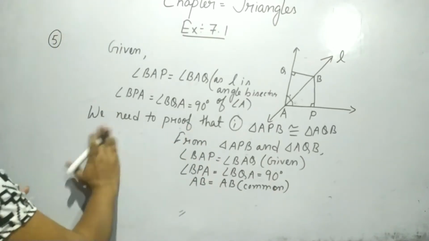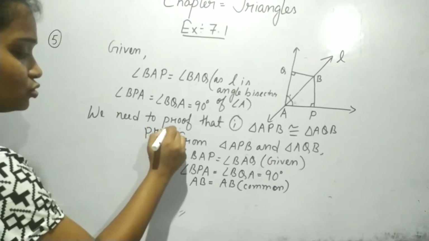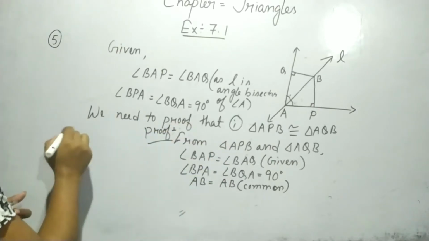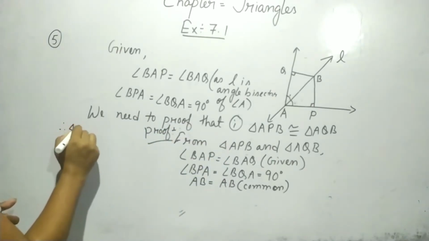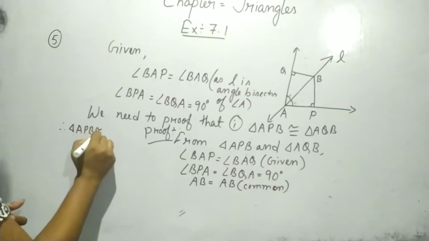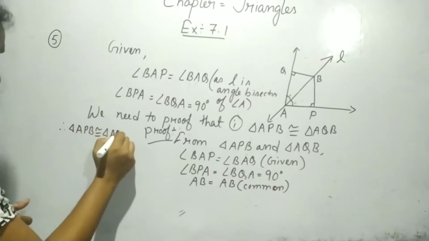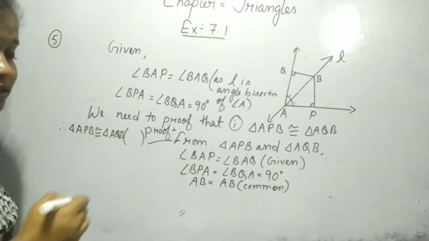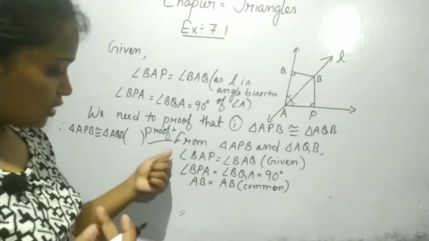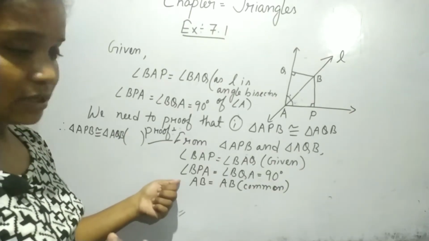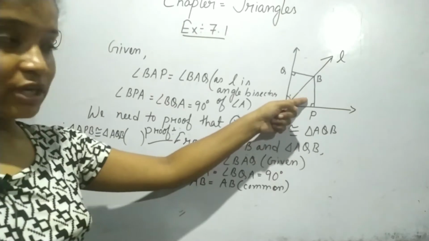Now I can write that these two triangles are congruent. Therefore, triangle APB is congruent to triangle AQB. Now I have to write the congruency rule. Now two angles and one side. Take one triangle to check this.